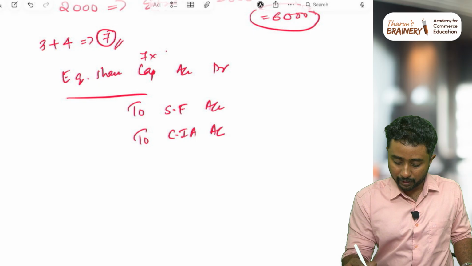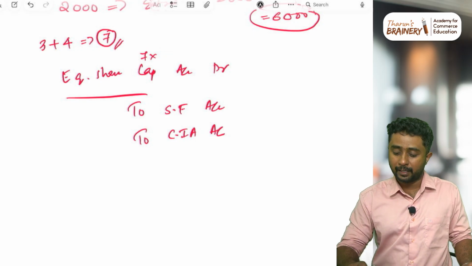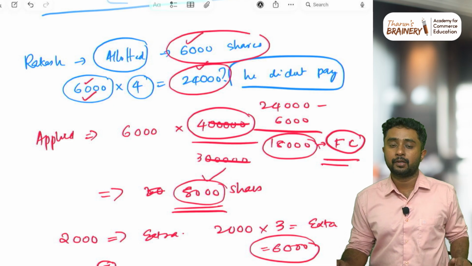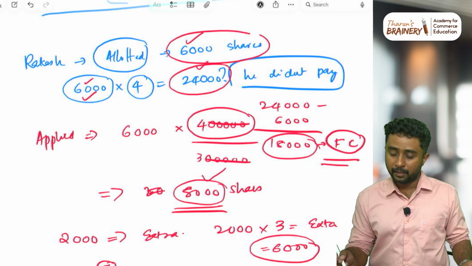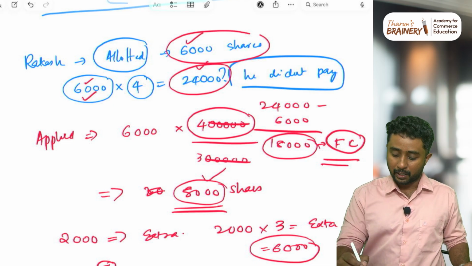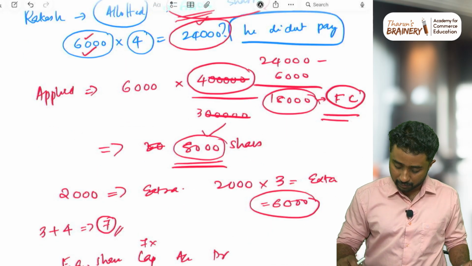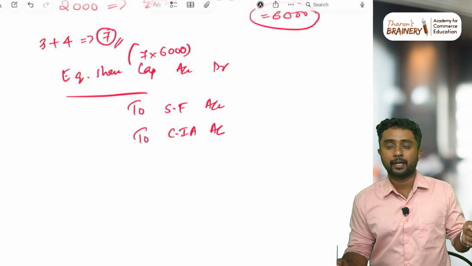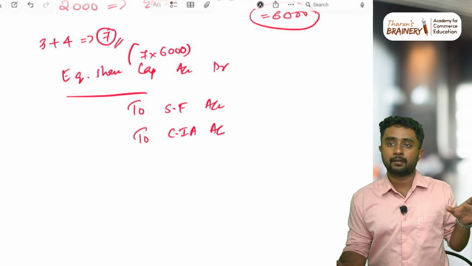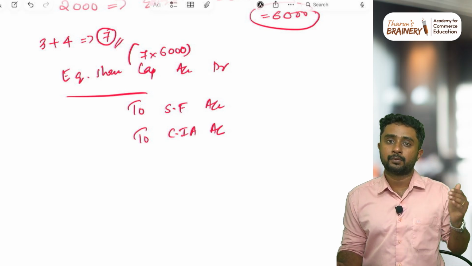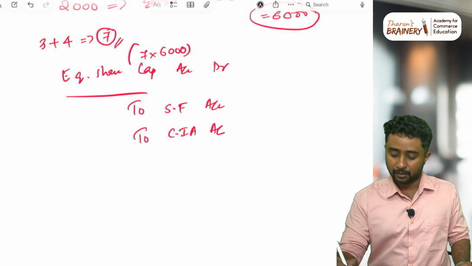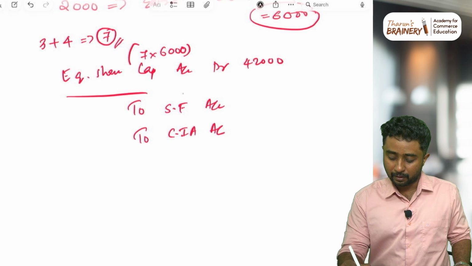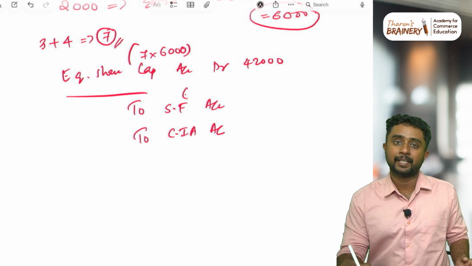7 into how many shares are we cancelling? Can we cancel 8,000 shares or can we cancel 6,000 shares? Which shares are we going to forfeit? We can cancel only the shares that were given to Rakesh. How many shares have we given to Rakesh? 6,000 shares. So 6,000 into 7 only should come in equity. Why 7? The face value part of the shares that we have called up so far. We have asked so far 6,000 into 7, 42,000.